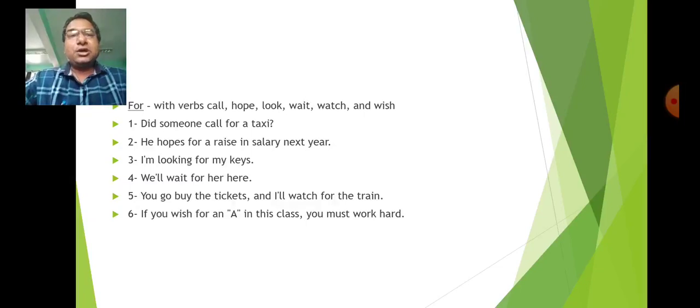For. With verbs call, hope, look, wait, watch and wish. For example, did someone call for a taxi? He hopes for a raise in salary next year. That means expectation. I am looking for my keys. We will wait for her here. You go buy the tickets and I will watch for the train. If you wish for an A in this class, you must work hard. Here you can also see the preposition word is single, but the usage is numerous.